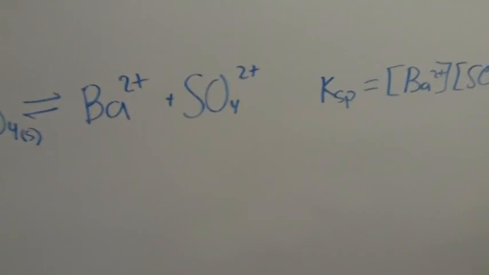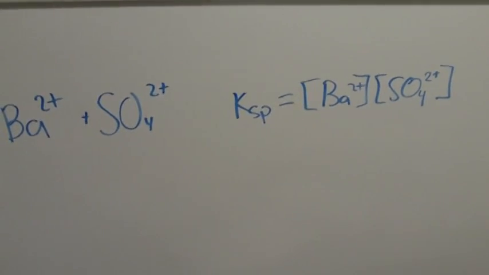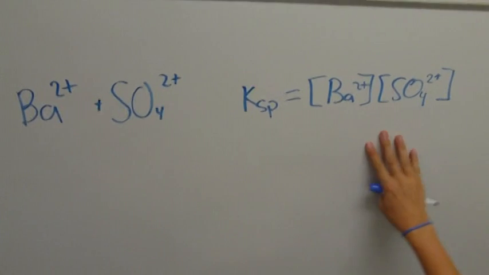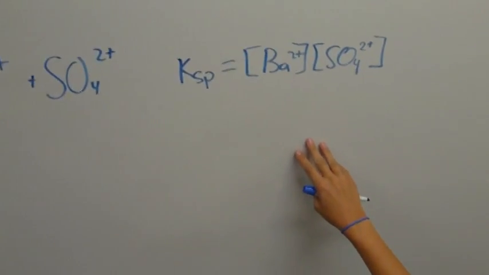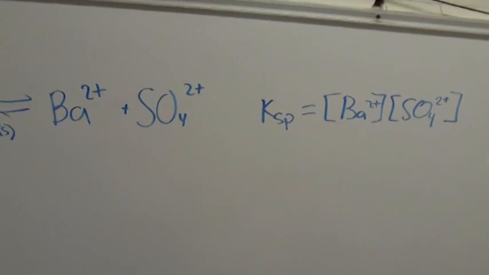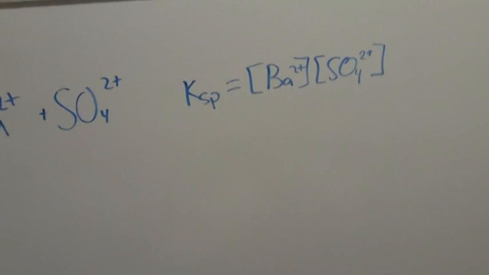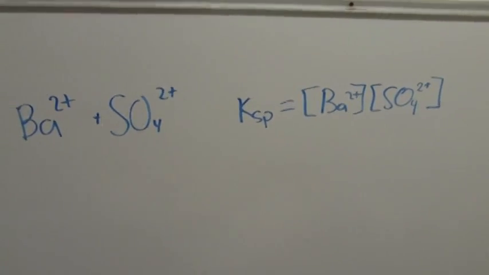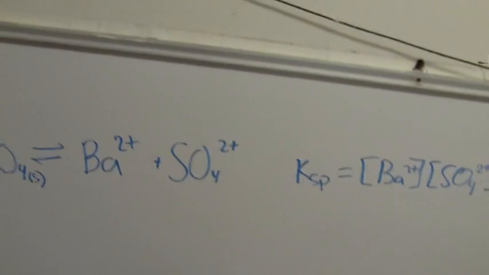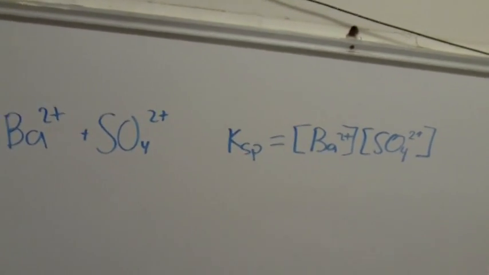So Ksp is really just a special type of equilibrium law, just like the Ka is a special type of equilibrium law. It's the same type of thing. So here we are with our Ksp, and what they gave us was that 0.00245 grams dissolves in 1 liter of water. So we need to get our concentration from that.